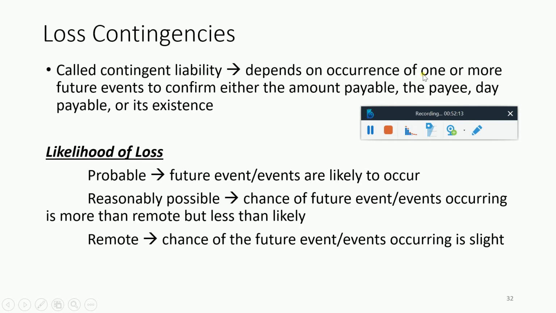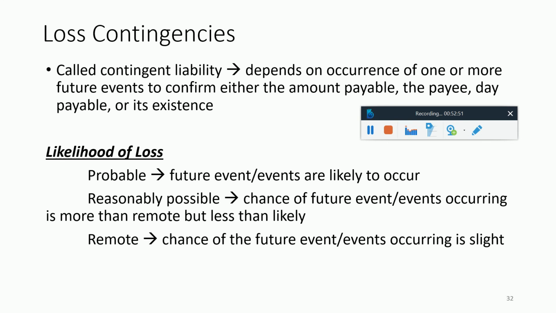Now let's move on to loss contingencies, which are much more likely to be disclosed in the financial statements. Loss contingencies are often also called contingent liabilities, and a loss contingency or a contingent liability depends on the occurrence of one or more future events to either confirm that yes, we owe an amount, or maybe no, we don't owe the amount, or there might be some uncertainty as to who we owe, or at what point in time we owe it, or whether or not we even owe anything at all.